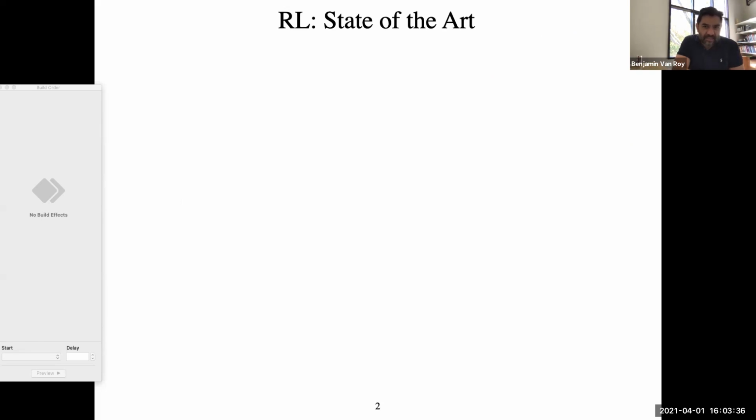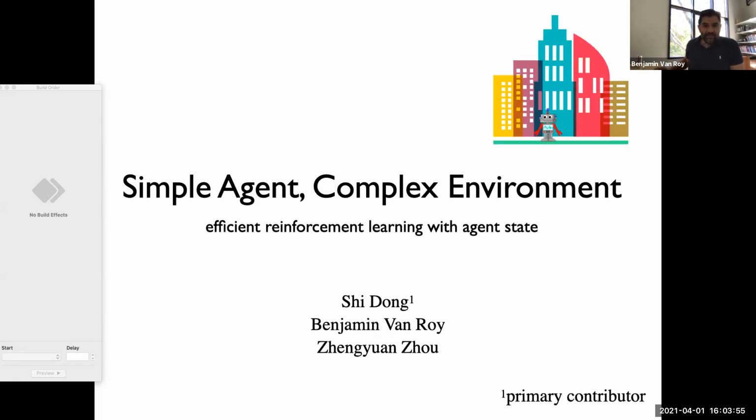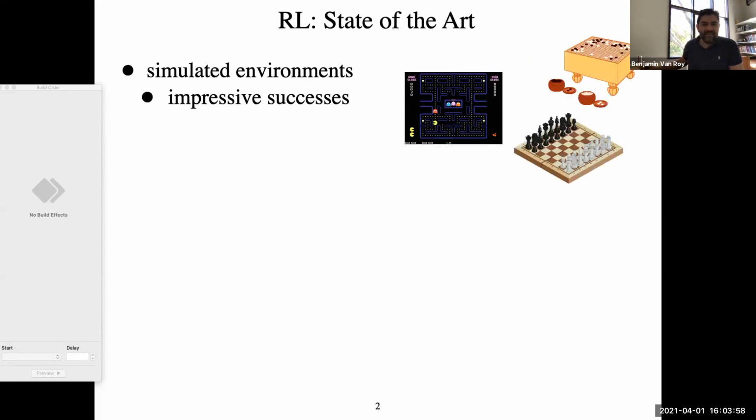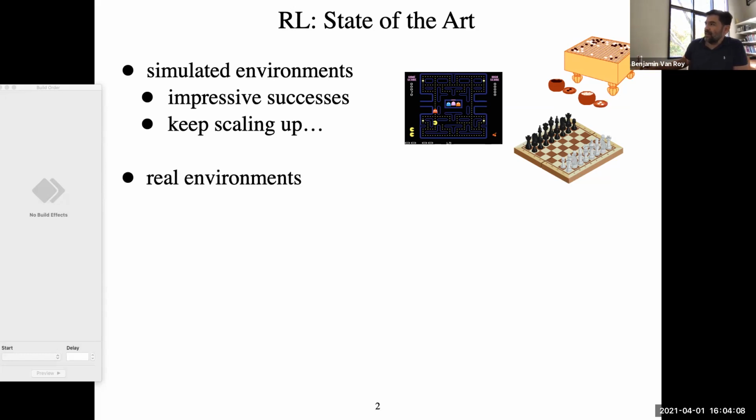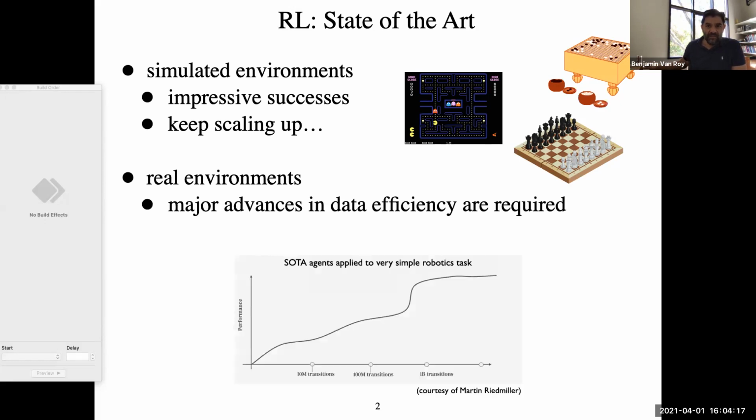Before I get started, I thought I'd share a bit of my take on the state of the art in reinforcement learning. Reinforcement learning has demonstrated some impressive successes in simulated environments, and the trend seems to be to tackle increasingly complex simulated environments. But there are high hopes for translating this success to real environments, though major advances in data efficiency are required for that.